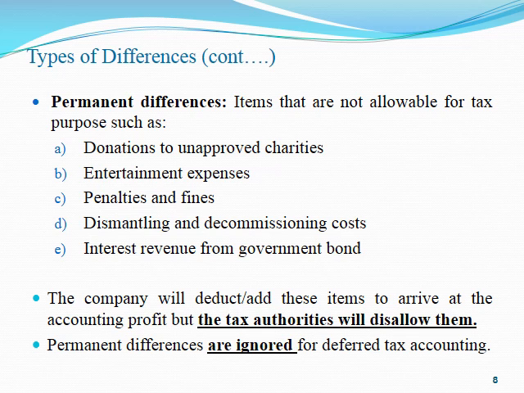The business entity will deduct or add these items to arrive at the accounting profit, but the tax authorities will disallow them. Hence, permanent differences are ignored. They are not covered for deferred tax accounting purposes.